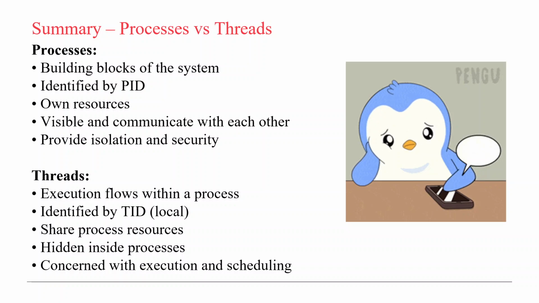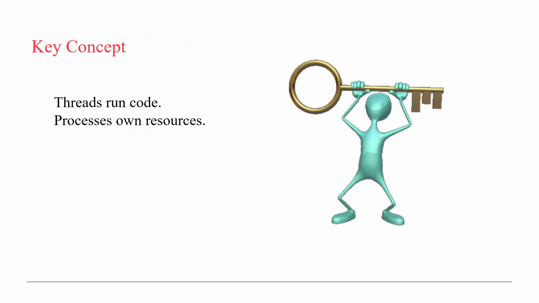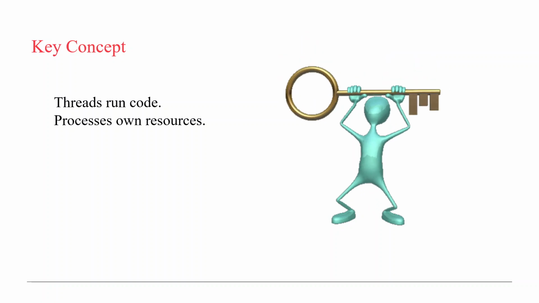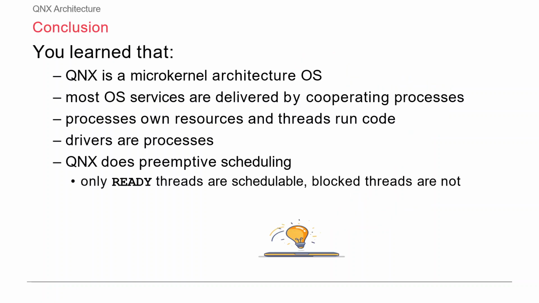Process versus threads. A process is the building block of a system. It is identified by the process ID, has its own resources, and is visible and can communicate with others. It provides isolation and security. Threads are execution flows within a process, identified by the thread ID. A thread is local to the process. It shares all the resources of the process, is hidden inside the process, and is concerned with execution and scheduling. Threads run the code, and the process owns its resources.